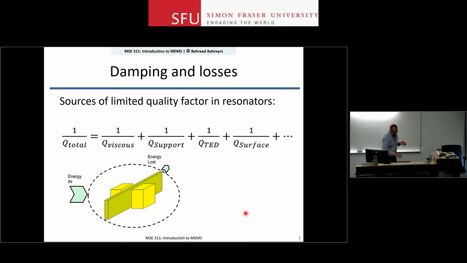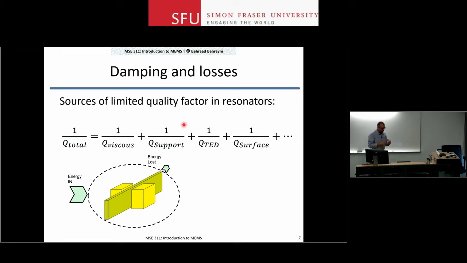The second dominant loss mechanism is support loss or anchor loss. In this case, what happens is that you have a resonator, you want to have high Q. If you go and look at the original definition, Q is about energy lost per cycle. So you want to maintain all the vibration energy, keep it all in that resonator. If you lose any of that energy to the environment, be it through viscous damping or other mechanisms, that lowers your Q. Q support, or anchor loss or support loss in this case, is the energy that you lose to the substrate through where you have connections to the substrate.